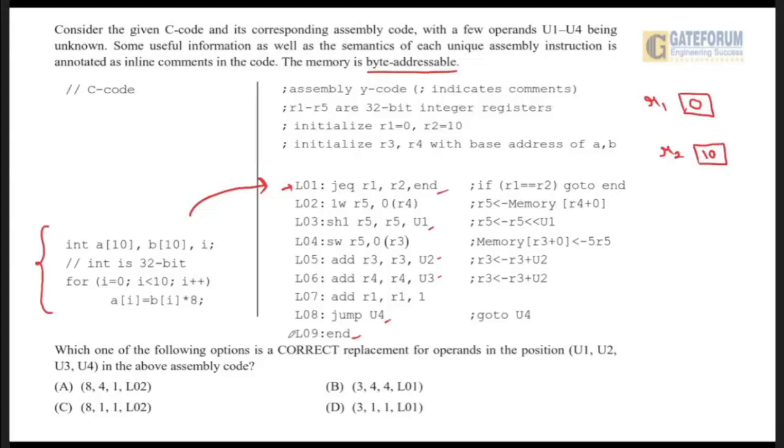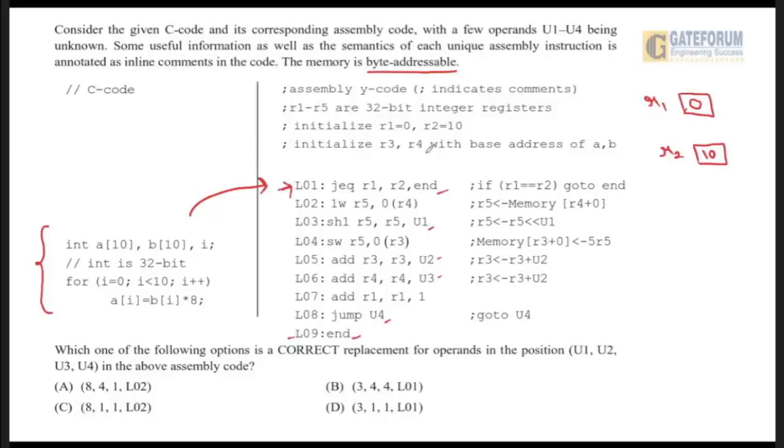End means this line 9. If R1 is equal to R2, then end the loop. So when will R1 be equal to R2? When R1 value goes to 10. So after every execution of the loop, the R1 value will be incremented, and after executing the loop 10 times, the R1 value will become 10 and then the loop will end. This is the meaning of this first line, line 01.